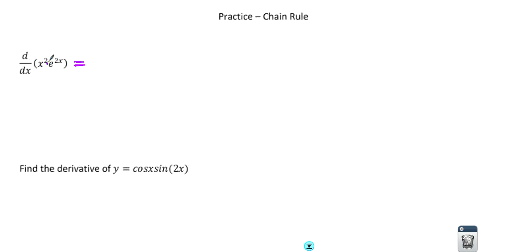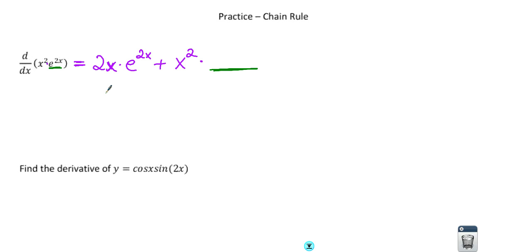We start with x squared times e to the 2x. So product rule says I take the derivative of the first, 2x, times e to the 2x, which is the second, plus the first, x squared, times now the derivative of the second. This derivative is where I need to do chain rule to find this part of the product rule. So the main idea really isn't chain rule. The main idea is product rule. I just have a chain rule inside.